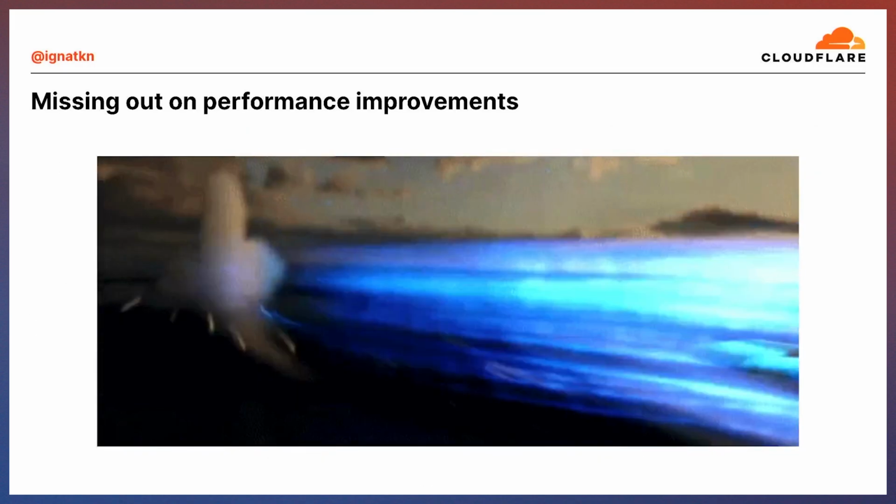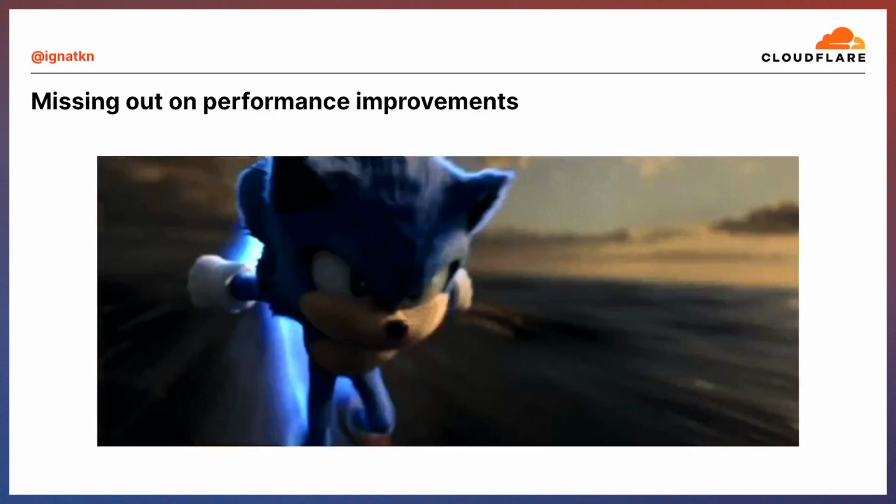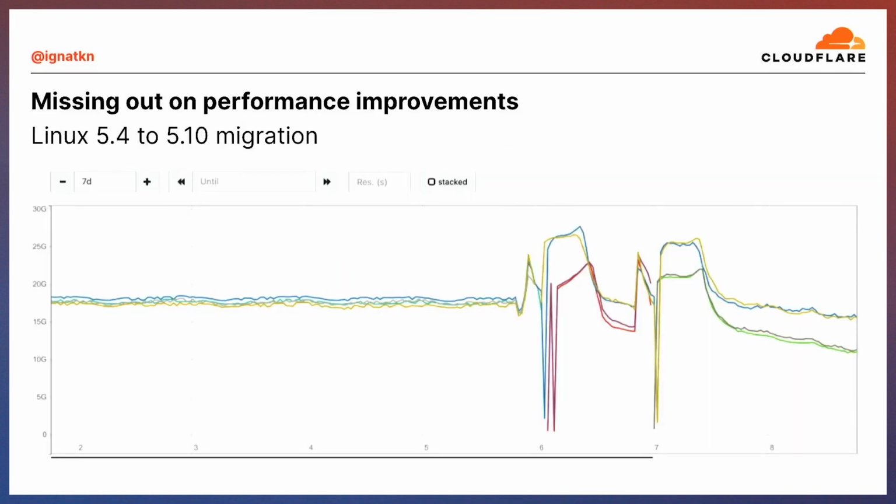Secondly, if you don't apply updates, you don't get performance improvements. This is a real snapshot of a graph from Cloudflare production systems. This is where we tested the 5.4 to 5.10 kernel migration at some point, and this is basically before and after. So this is like the test and control groups. The control group has the same characteristics, and the test group has much lower memory consumption. This is a graph which shows memory consumption on the node.